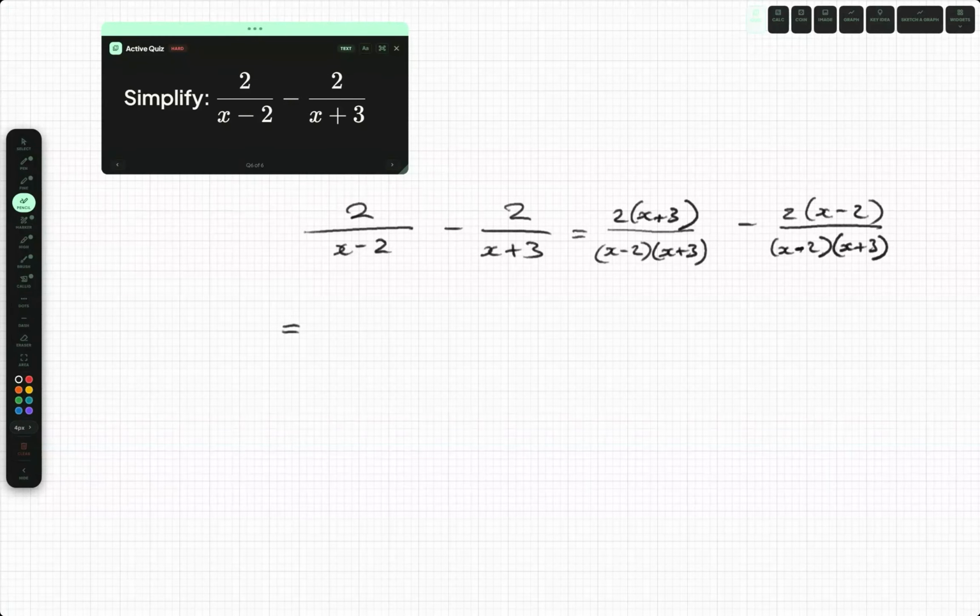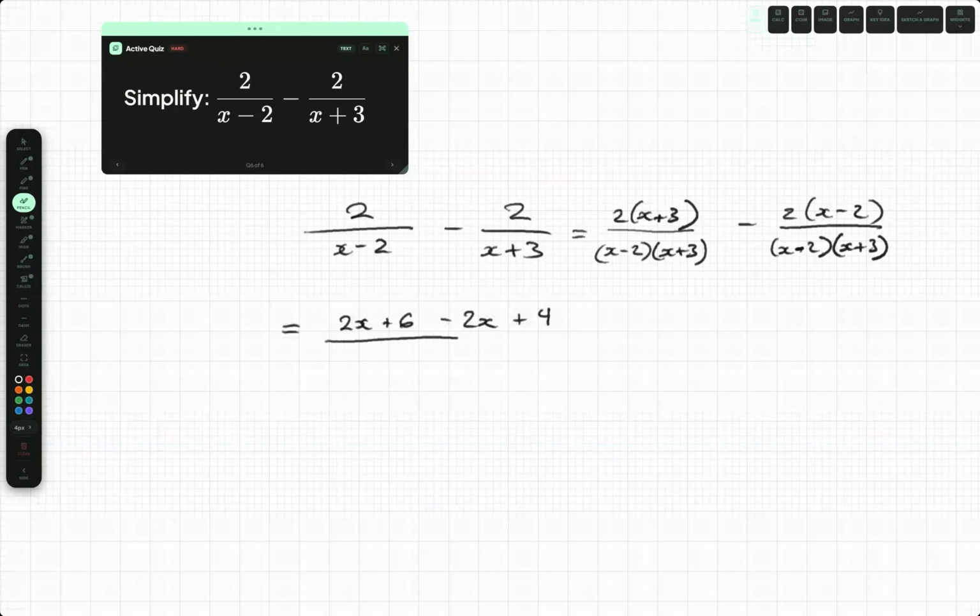All right, now we're going to expand both of them and put them over the same denominator. So 2 times x is just 2x. 2 times 3 is plus 6. And then minus 2 times x is minus 2x. And minus 2 times minus 2 is positive 4. All over x minus 2 times x plus 3.